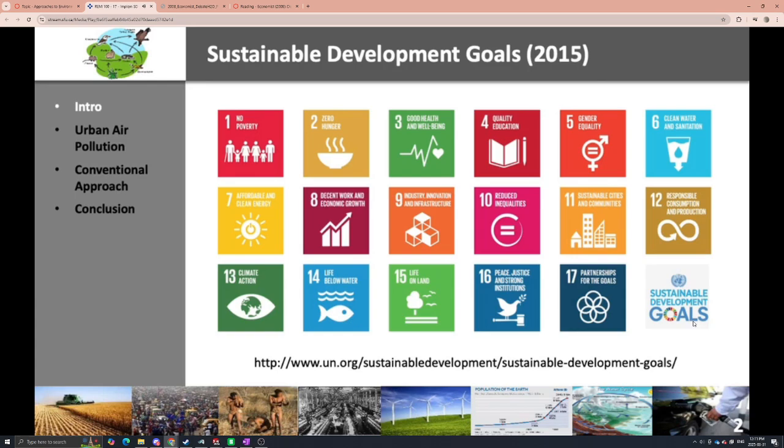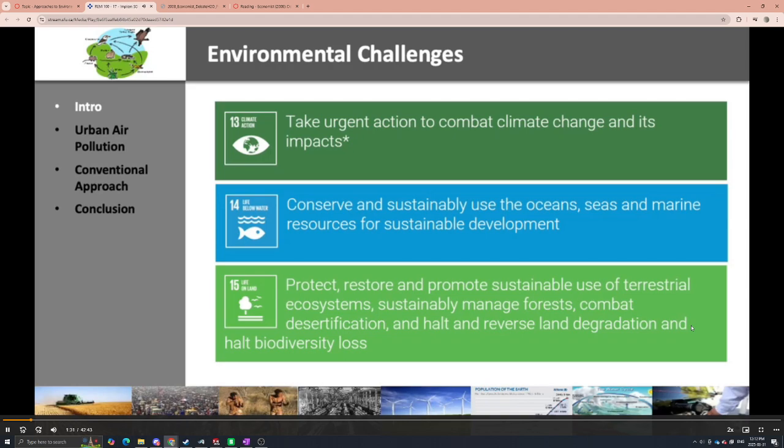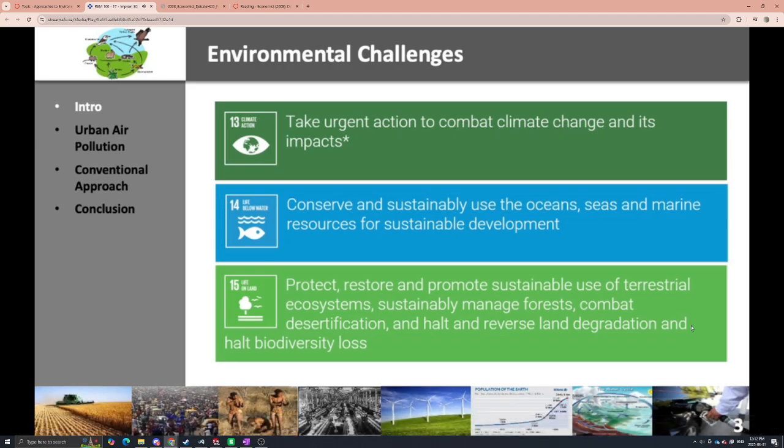Now, because the name of our program is REM, which stands for Resource and Environmental Management, I want to move our focus on the main environmental challenges again. And these are embodied in the goals 13, which is here, 14, and 15. The Sustainable Development Goal 13 is focused on climate action, which we'll discuss in more detail a bit later in the course. Sustainable Development Goal 14 aims to promote developments that conserve marine resources, and the goal of Sustainable Development Goal number 15 is to promote a more sustainable use of the terrestrial ecosystems.